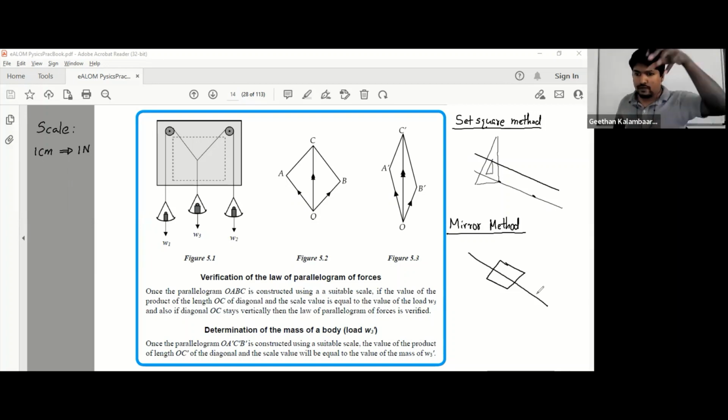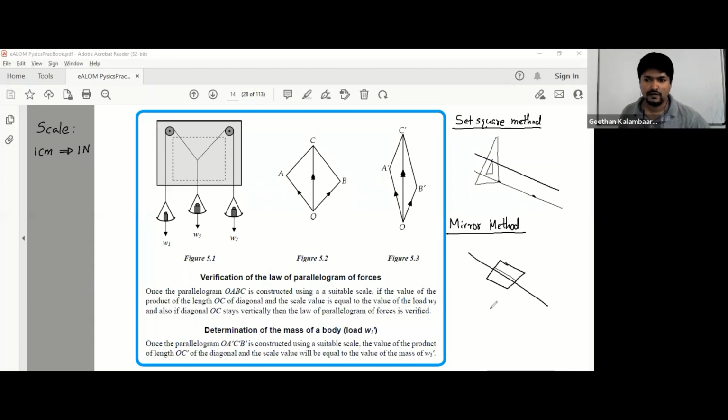Now you look from above at the mirror. What you see is the string as well as the image of the string. So assume that this is the image of the string that you see. If you can see both the image and the string, it means that you are not straight above the string.